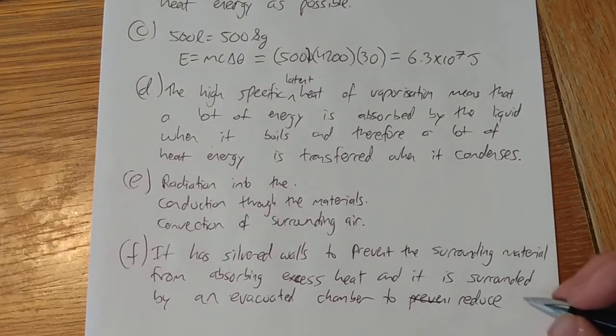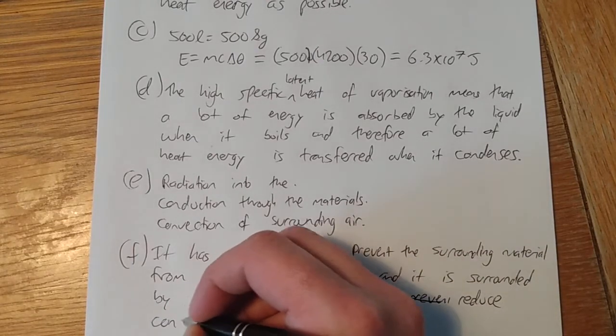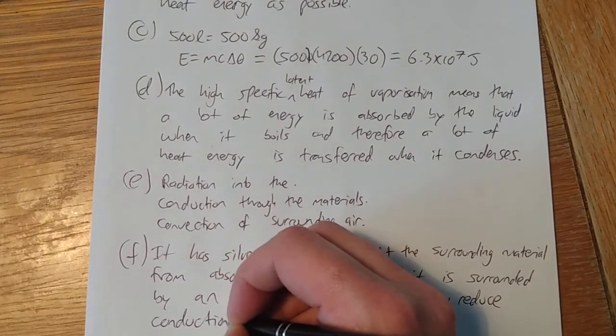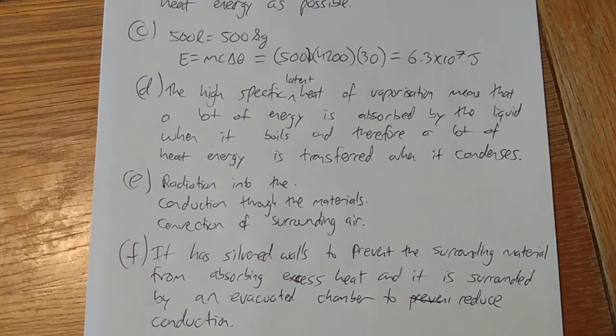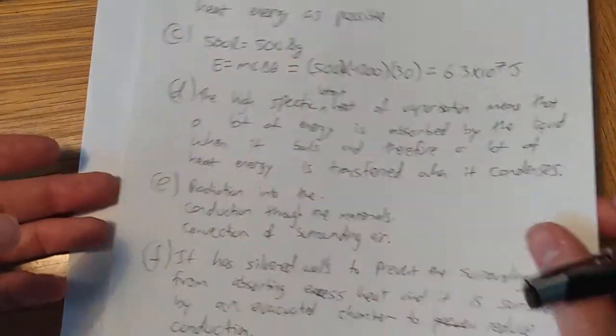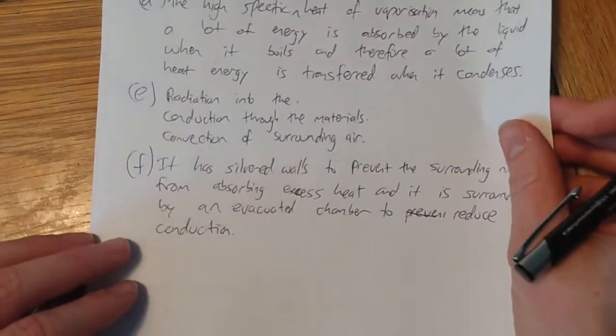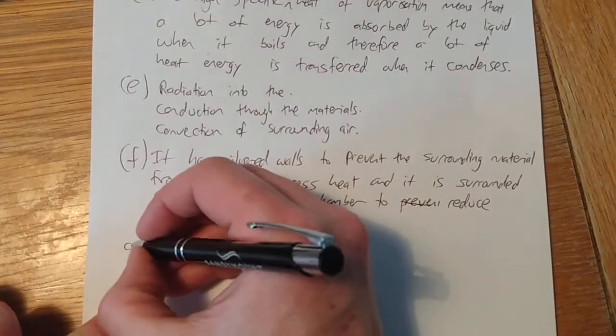Yeah, it's not going to be totally evacuated. You can't do that, so there's not going to be no conduction, but it's going to be small amounts of conduction. Okay, how is the sun's energy? Yeah, I've done that. That's F. So on to part G.